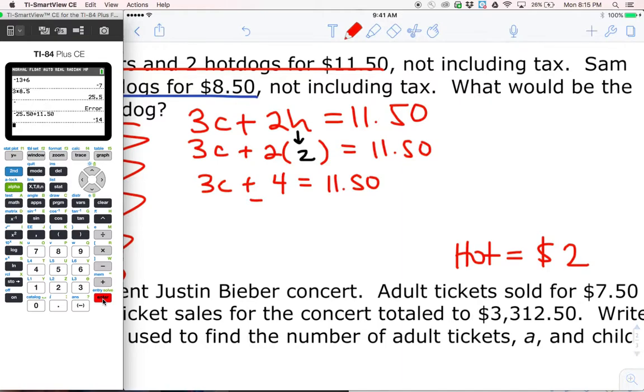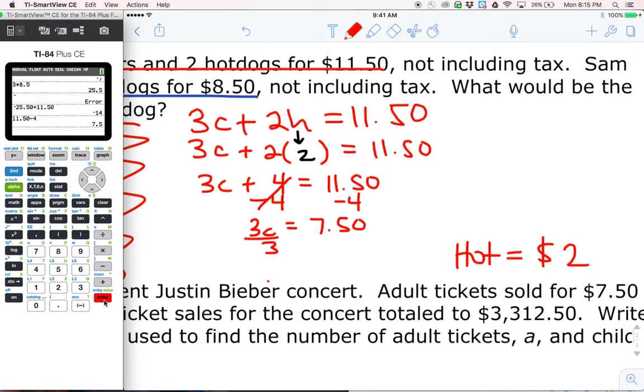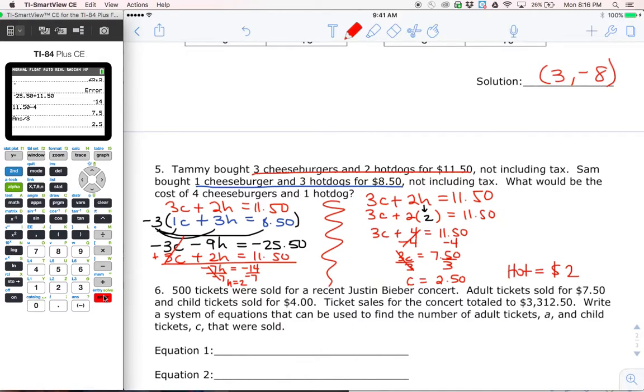And this is perfect because this is very simple to solve, right? We should have lots of practice solving these. So I've got 3c is equal to 11.50 minus 4, which is going to be, I believe, 7.50, but it's kind of late, so I'm going to double check. Okay, 11.50 minus 4. All right, we got 7.5. Divide by 3. We've got cheeseburgers are $2.50. Okay, now let's double check, right? Divide by 3. Yeah, $2.50.